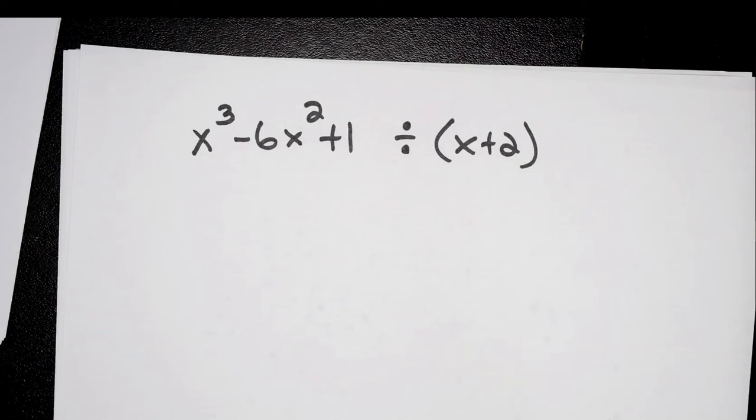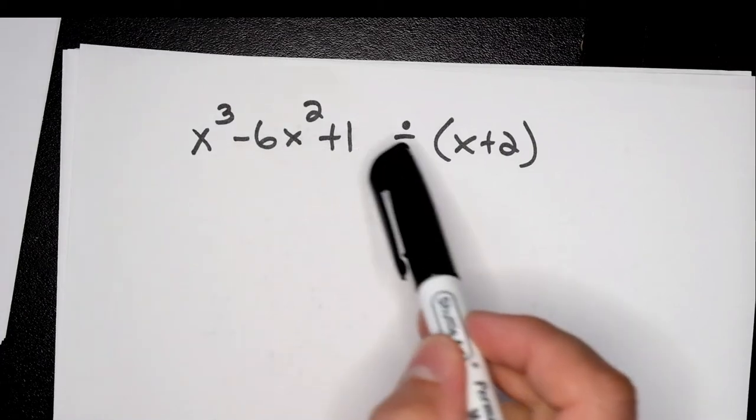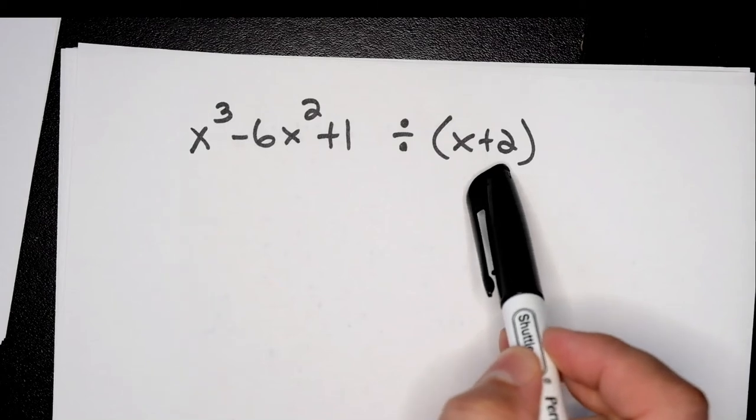All right, let's try out another one here. Now, this one is x cubed minus 6x squared plus 1 divided by x plus 2.